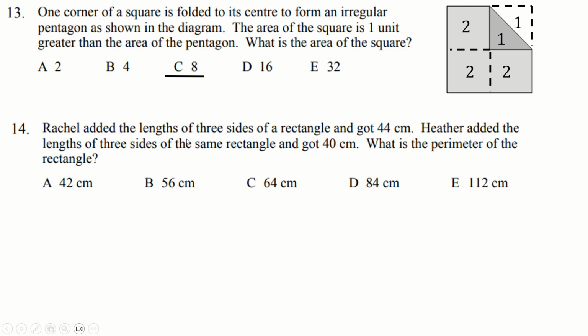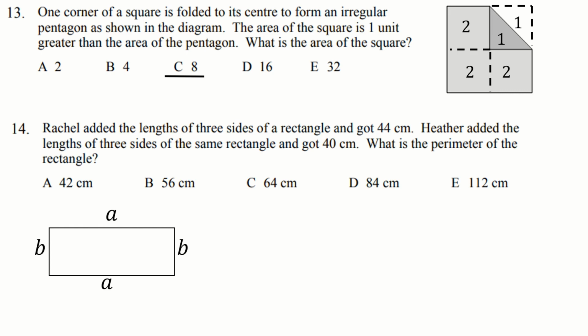It's tempting to do more complicated things, but that's definitely the easiest way of doing that. Rachel added the lengths of the 3 sides of a rectangle at 44. Now, you could say the 4 sides of a rectangle are A, B, C, and D, but remember it's a rectangle, so it's got to be A, B, and B, because that's how rectangles work.